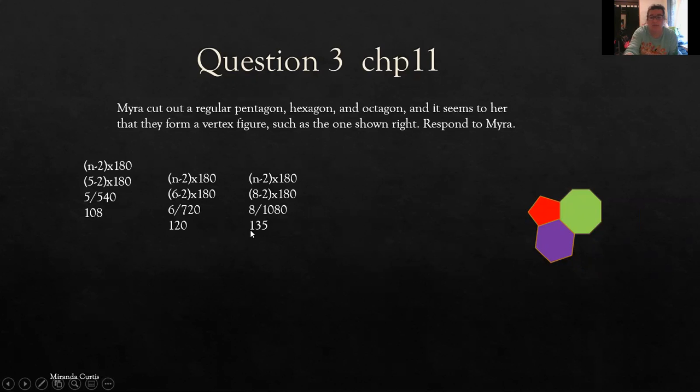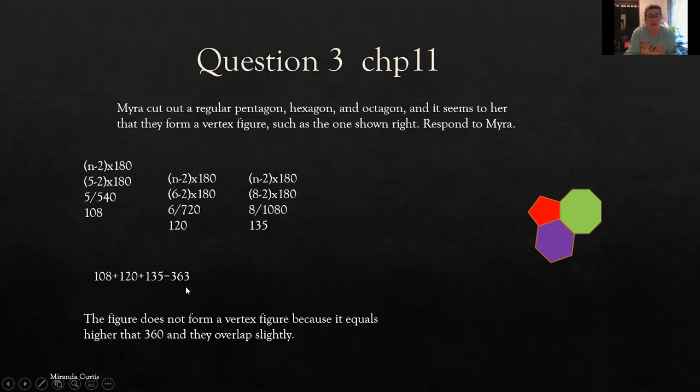Our next shape has 8 sides, so 8 minus 2 times 180 is 1080. We're going to divide it by 8, which gives us 135. And when we add it up, 108 plus 120 plus 135 is 363. Now, the figure does not form a vertex figure only because it equals higher than 360. A vertex figure is supposed to equal 360, and here they overlap.